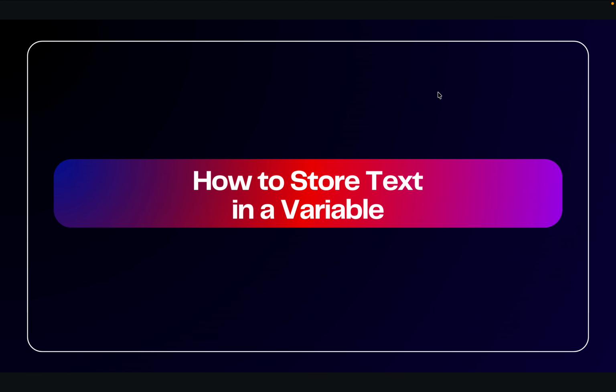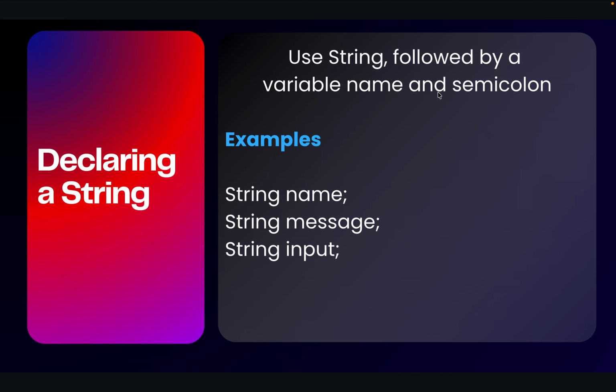So now that you know a little bit about a string, we are going to look at how to actually store text or strings in a variable. To create or declare your string, you first need to start off with the word String. The S needs to be capitalized, and then you give it the variable name. If you take a look at the examples I provided, we have String name, String message, String input. In all three of these cases, we're not initializing it, we're not giving it any values, we're just creating the variable.